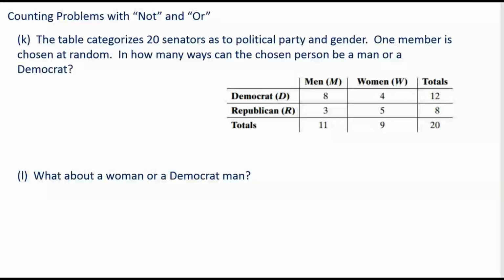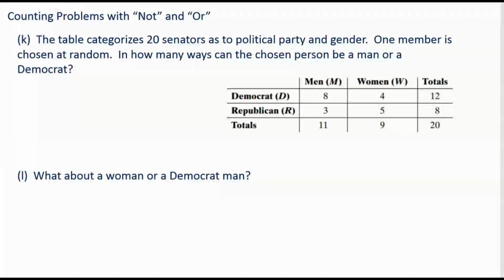All right, so I have two more problems, K and L, associated with this table right here. It says the table categorizes 20 senators as to political party and gender. One member is chosen at random. So again, we're just pulling one member out. In how many ways can the chosen person be a man or a Democrat? Okay, so chosen person being a man or a Democrat.